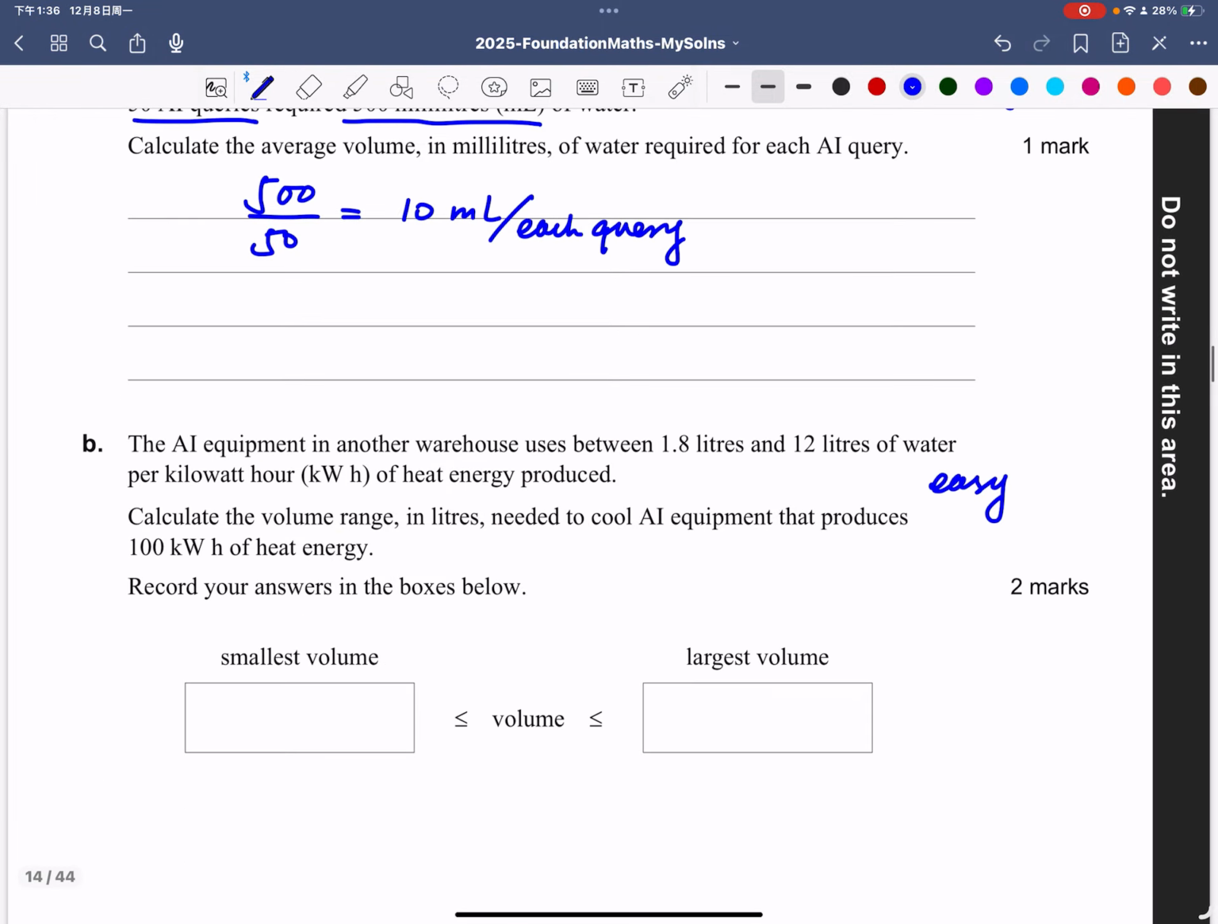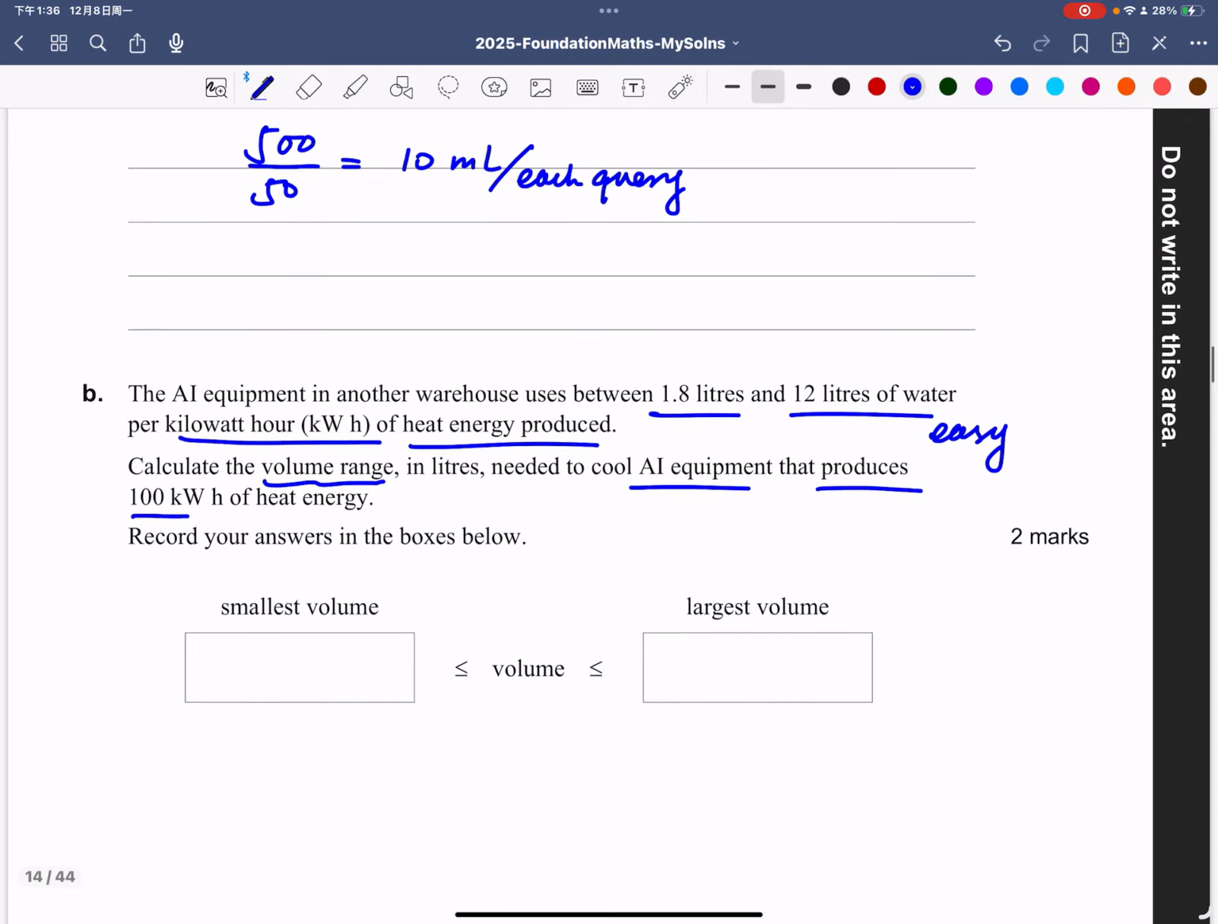Next one, the AI equipment in another warehouse uses between 1.8 liters and 12 liters of water per kilowatt hour of heat energy produced. Calculate the volume range in liters needed to cool AI equipment that produces 100 kilowatt hours of heat energy. Write your answers in the boxes below.